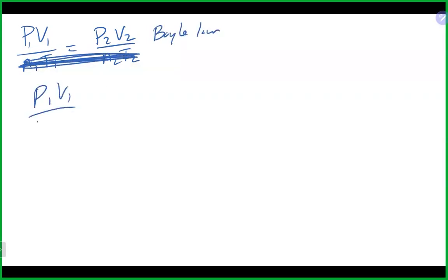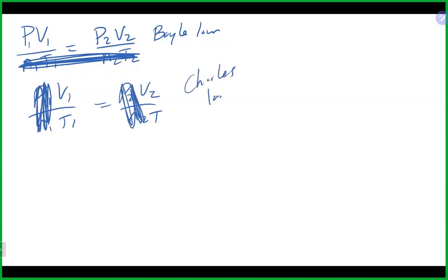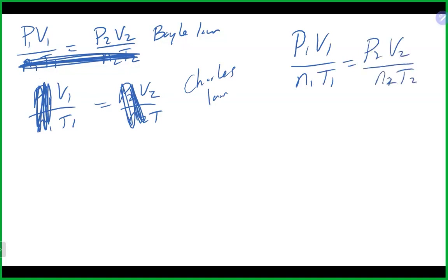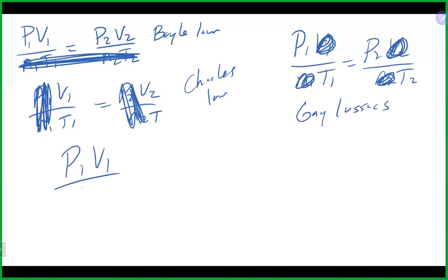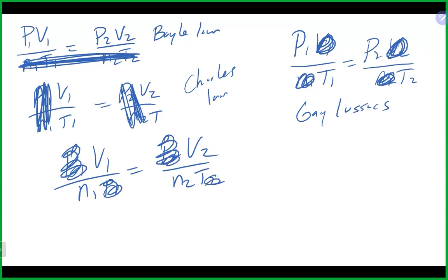If I come across a problem where I see nothing about pressure or moles, I scratch them out on both sides. There's Charles' law. If I come across a problem where I do not see anything about volume or moles, or they say they are constant, I scratch out the volume and the moles on each side, and there's Gay-Lussac's law. And as you could probably get the hint at this point, if a problem mentions nothing about pressure or temperature, or they're constant, I just scratch them out, and now I have Avogadro's law.